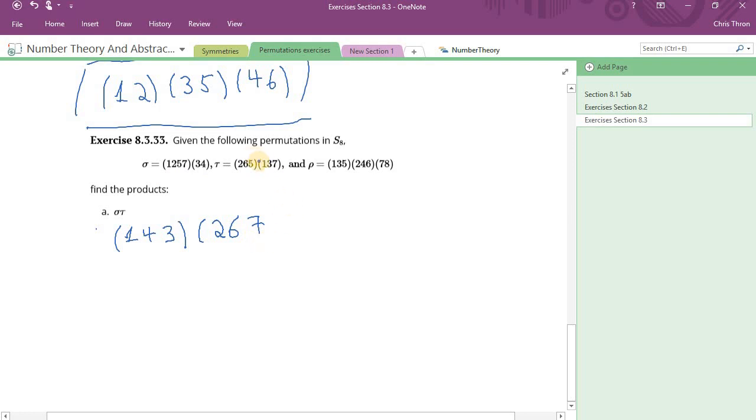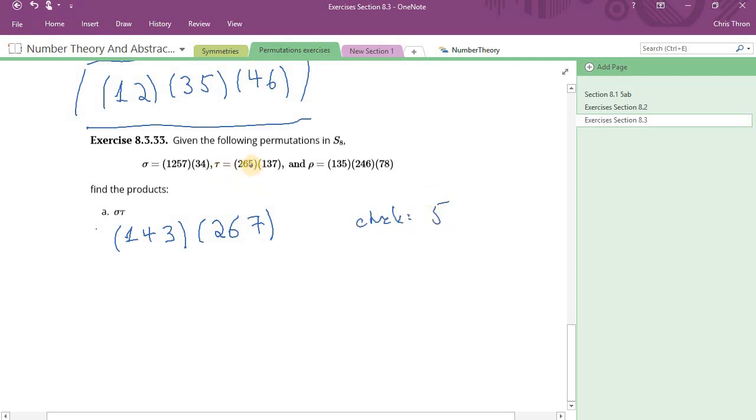What happens to 7? Tau takes 7 to 1. Sigma takes 1 to 2. So that takes 7 to 2. Close that off. All right, so I've taken care of 1, 2, 3, 4. What I haven't done is 5. Now I've used up everything except 5. I should just check that 5 goes to 5.